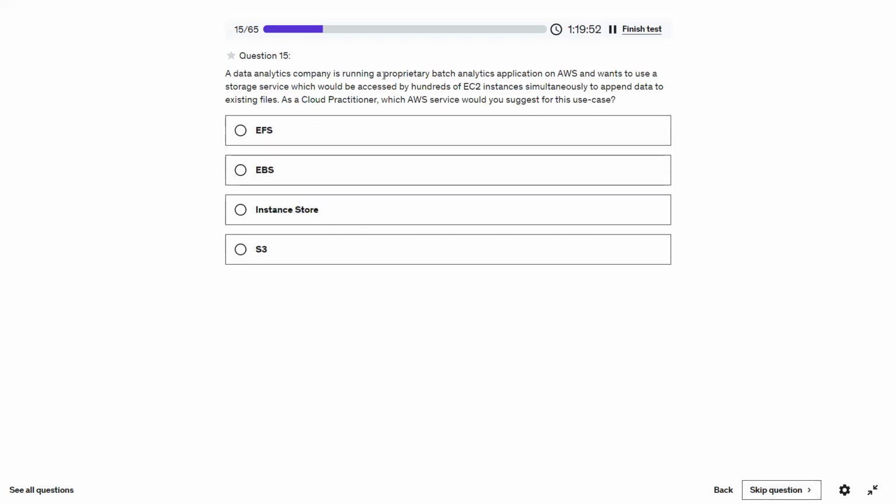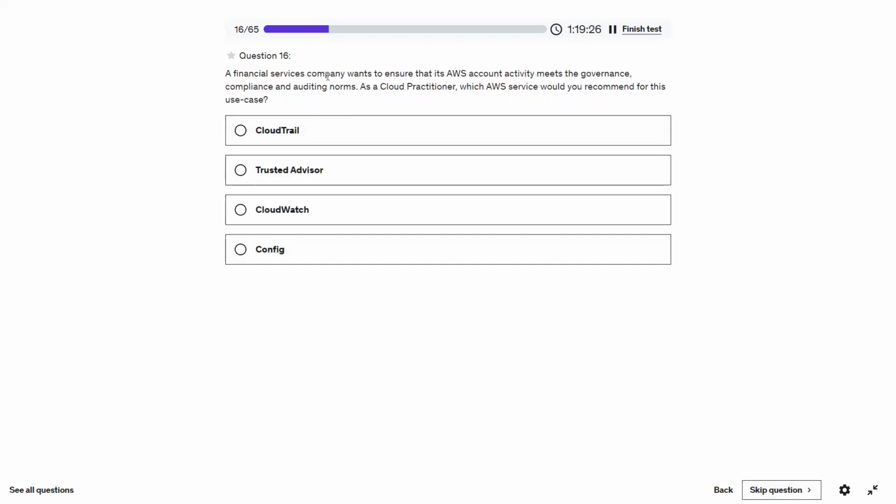A data analytics company is running a proprietary batch analytics application on AWS. So a company is running some batch and wants to use a storage service which would be accessed by 100s of EC2 instances simultaneously. So the question is, which one can we attach to 100s of EC2? So EFS, because EBS can only attach to a single instance. EFS, the file storage system, we can attach to 100s of EC2.